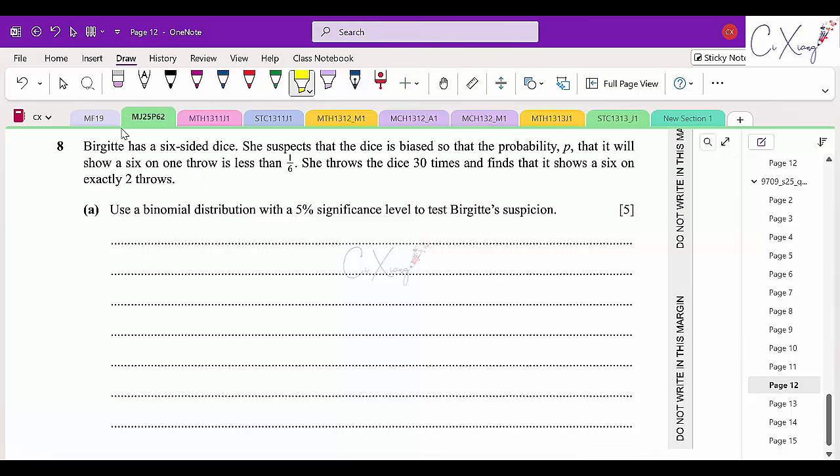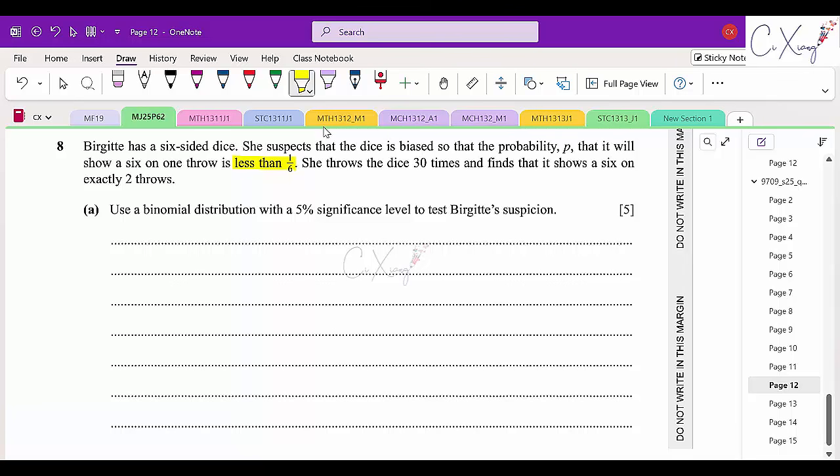So who is this? I don't know how to pronounce the name. Birgit, okay, has a 6-sided dice. She suspects that the dice is biased, so that the probability P that will show a 6 on one throw is less than 1 over 6. Highlight the keyword less than 1 over 6. If this is a hypothesis test, then the keyword less than will be your keyword to set up the alternative hypothesis.